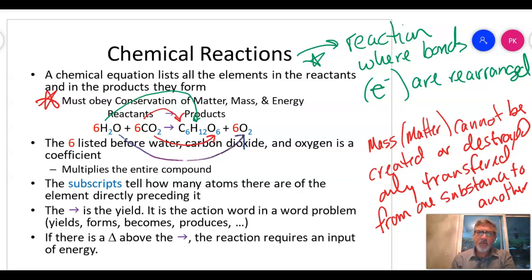So what this says is if we counted 12 hydrogens in the reactants, if I came over, I have 12 in the products. If I have 6 carbons in the reactants, I have 6 in the products. And if I have 18 oxygens, I come over here and I still have 18 oxygens.